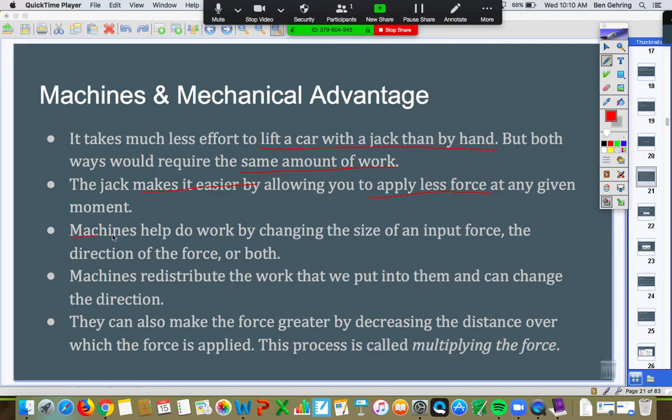Machines are devices that do work by either changing the size of an input force, the direction of the input force, or both. So either changing the magnitude of the force or the direction of the force. For example, pulling down instead of up is sometimes easier. Machines redistribute the work and can change the direction, and that's kind of their function. They can also increase the force by decreasing the distance over which the force is applied. This is called multiplying the force, which we're going to look at here today.